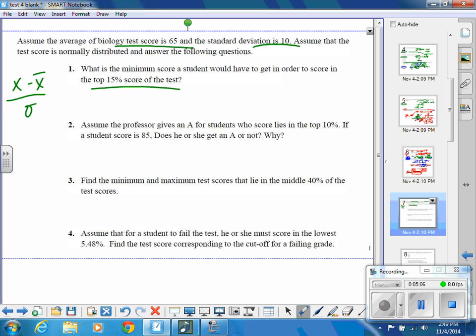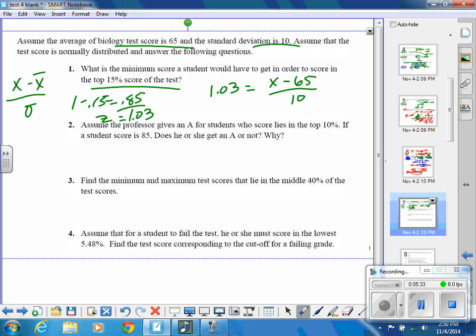What I need to do is do 1 minus 0.15 to be in the top 15%, and I get 0.85. I look up what's the z-score that's closely associated to 0.85 without going over, and I find out that its z is equal to 1.03. Now, I take my formula and I set it equal to 1.03, and it's x minus 65 all over 10.